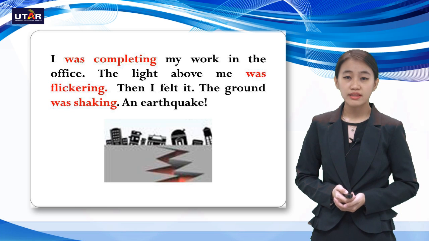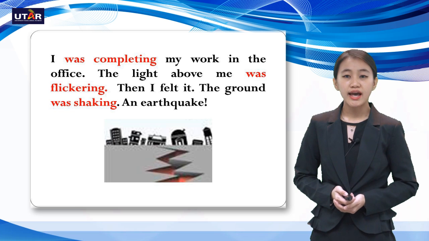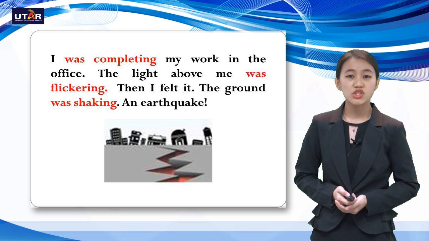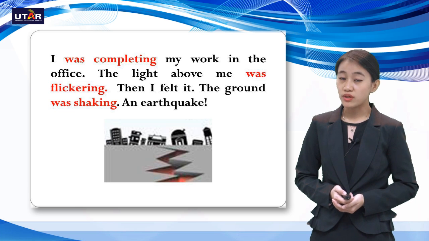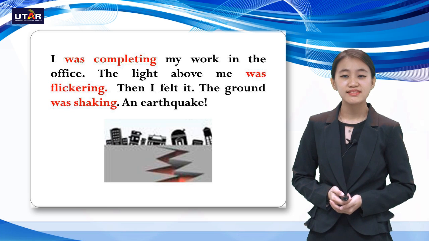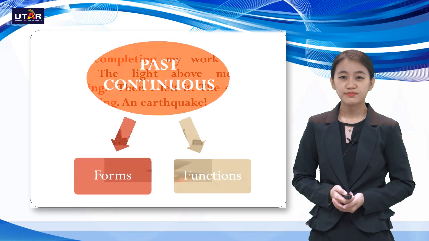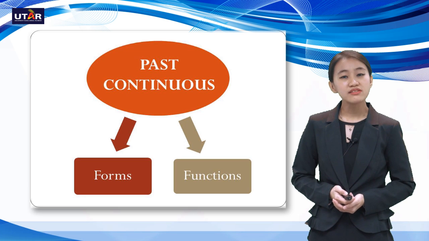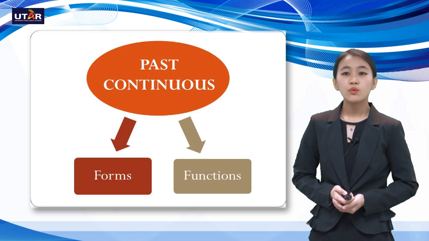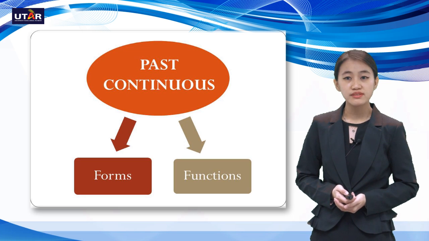Well, let's look at the answer. The first one is was completing. Next, was flickering. And the third one was shaking. So if your answer was 3, then you are correct. So for the past continuous tense, we will be looking at the forms and also the functions.